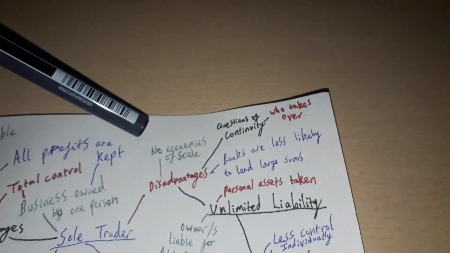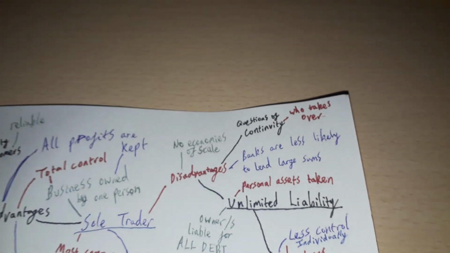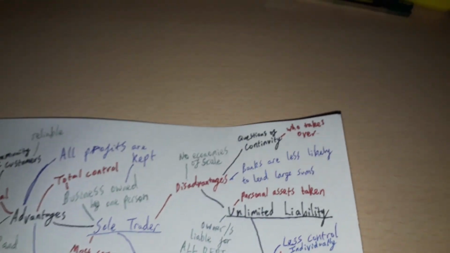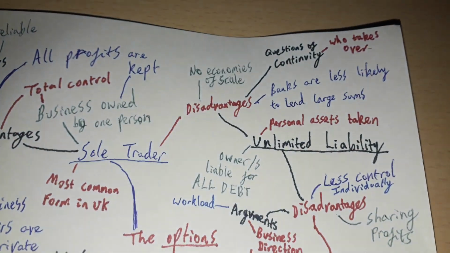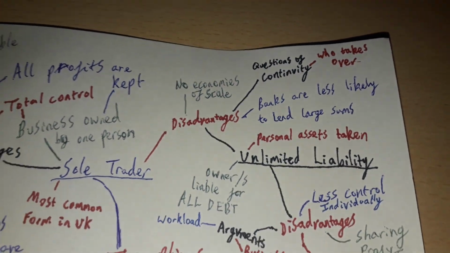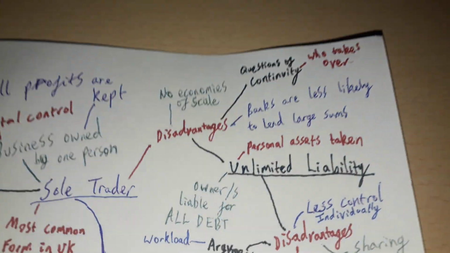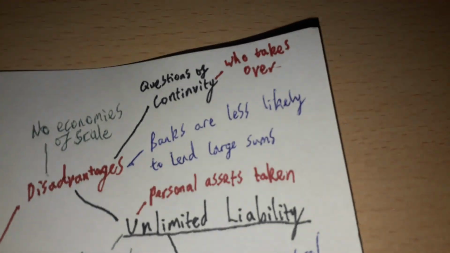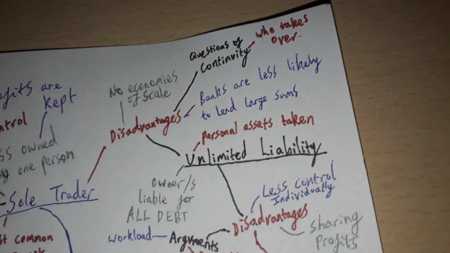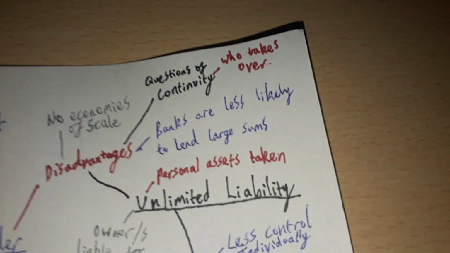So one big disadvantage is they lack economies of scale. So basically, an economy of scale is where your business is big, so you can buy things in bulk, and then the fact that you're selling them at higher means you're getting more profit from it. Because you're buying in bulk, you're buying things cheaper, and smaller businesses like sole traders can't do that. Also, questions of continuity, so people aren't entirely sure who takes over, and that could lead to conflict of a sole trader as there's only one person.